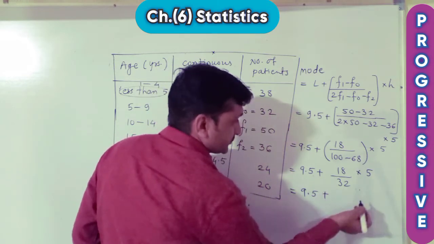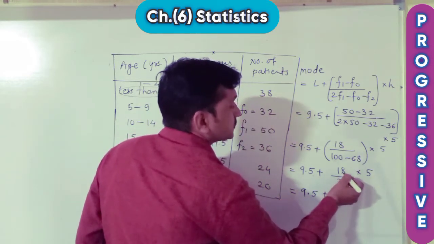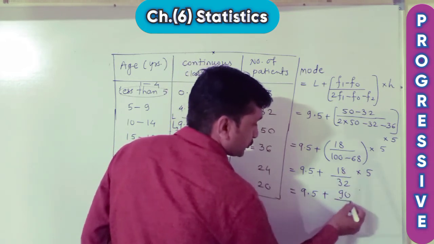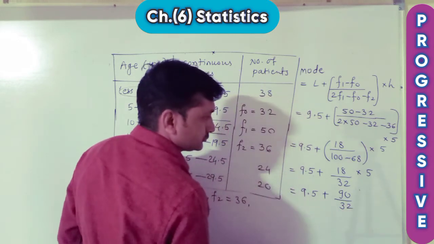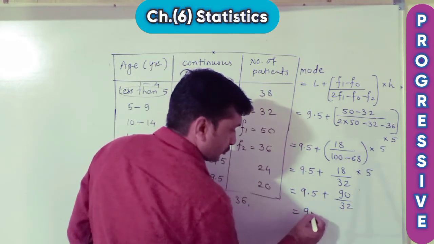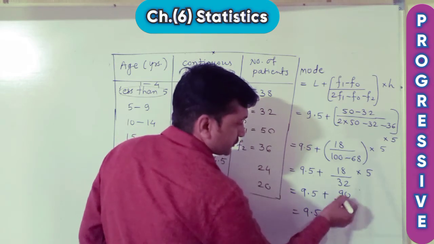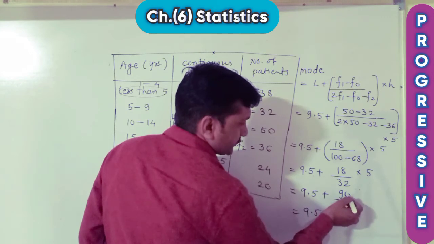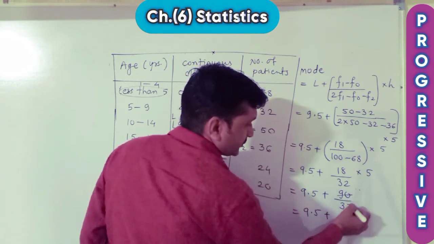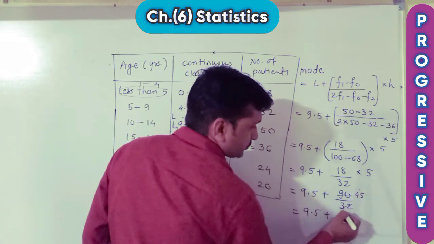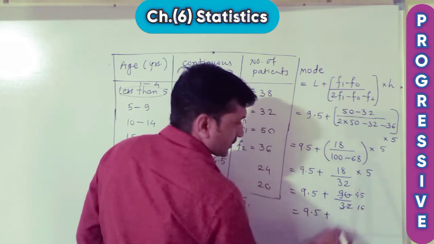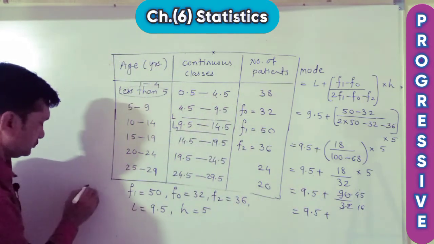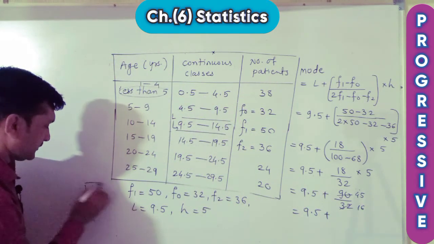9.5 plus, now here 18 5s are 90, upon 32, is equal to 9.5 plus, now we can reduce here by 32, or by 2 also we can do here. If we reduce by 2 then 45 and here 16. Now 45 upon 16. Let's divide here. 45 divided by 16.